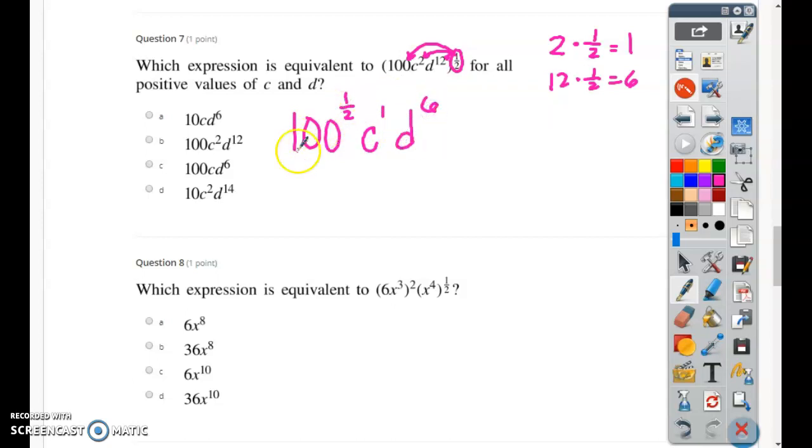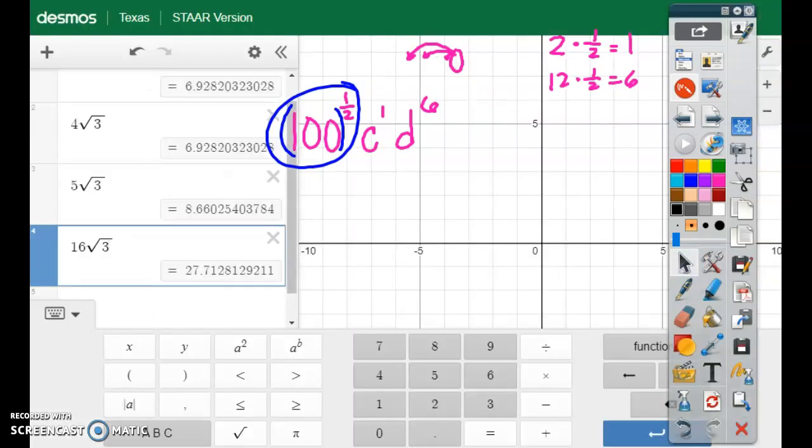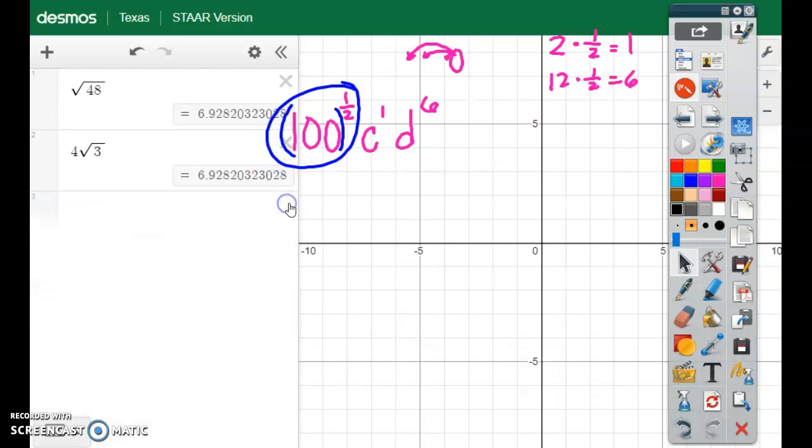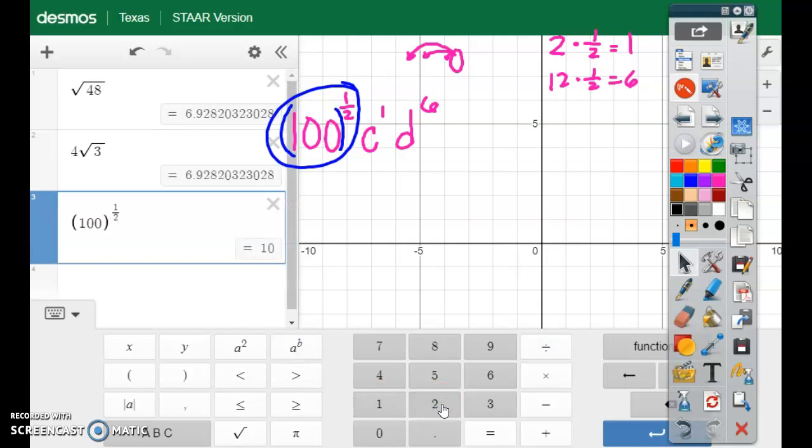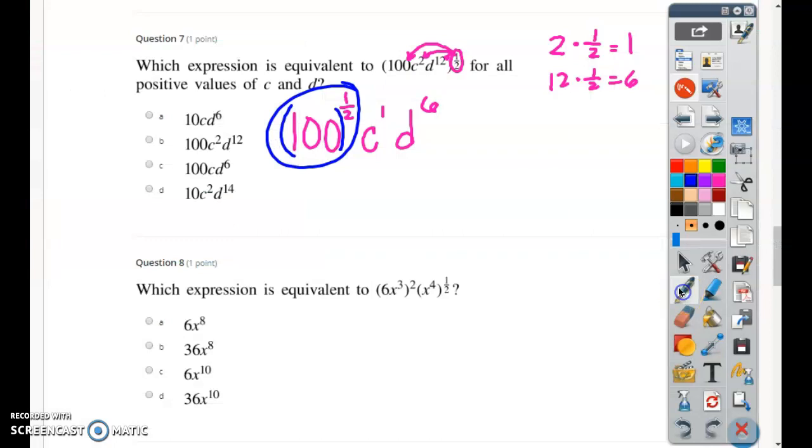And then this one, you have to do it in Desmos. So put this in Desmos. And tell me what it gives you. Put it right here. Parentheses, 1/2, close parentheses, to the power of 1/2 gives me 10, because it's the square root of 100. So that's 10. So it's 10 C D to the 6th power.